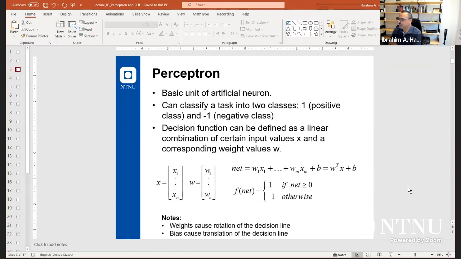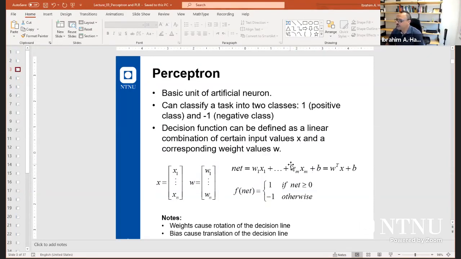So this decision line, we will use it to divide my operating region, for example, into one positive region and one negative region. The positive region will be the positive class, and the negative region will be the negative class. So we try to find those combinations. We try to find omega 1, omega 2, omega 3, omega m, and so on. We try to find the bias.